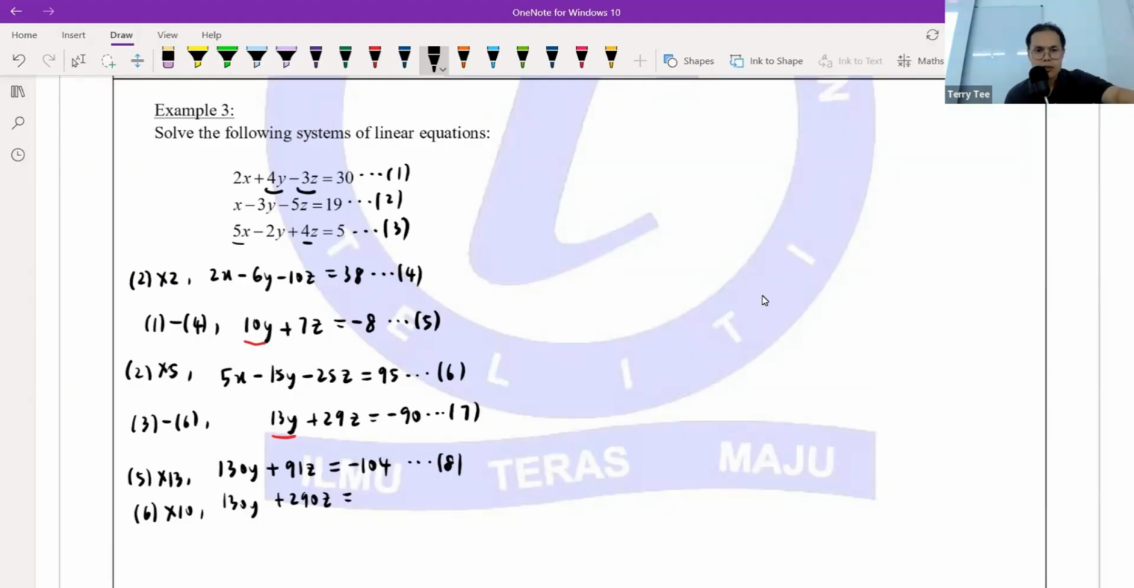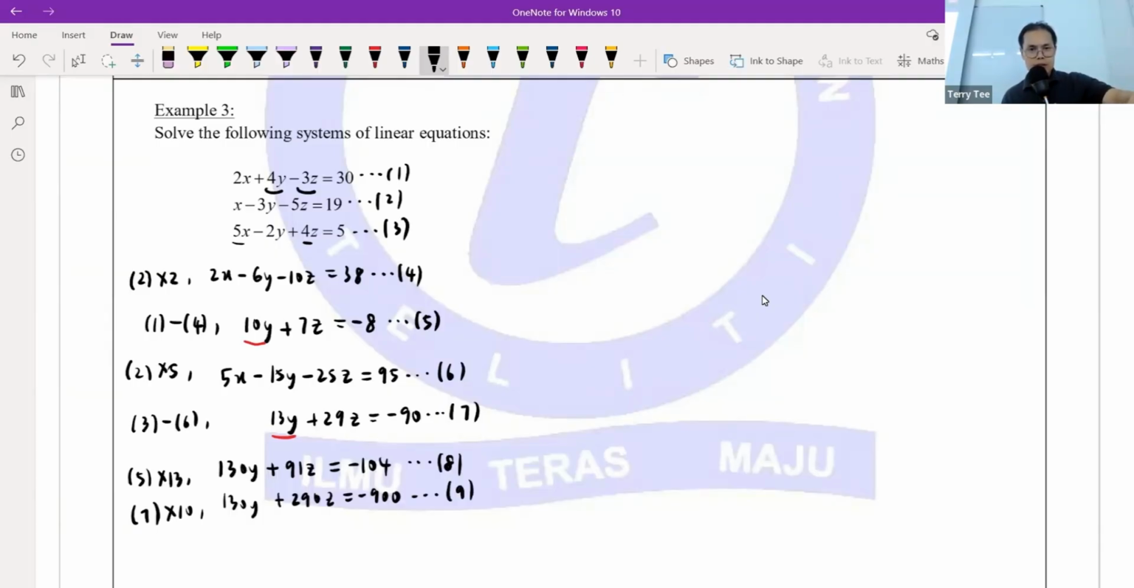I wrote equation 6, supposed to be equation 7. I wrote wrongly, 7 times 10, 290, 900, equation number 9. So now what do we do? Subtract, right? You can use equation 8 minus 9 or 9 minus 8. Okay, I'm going to do 9 minus 8.